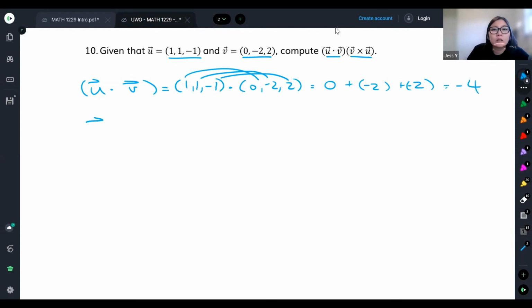Now we need the cross product. The order matters when it comes to cross products. This is v cross u. So I'm going to write my v vector first. So it's 0, negative 2, 2, 0, negative 2, 2, and then the u, 1, 1, negative 1, 1, 1, negative 1. Shoelace time, okay?